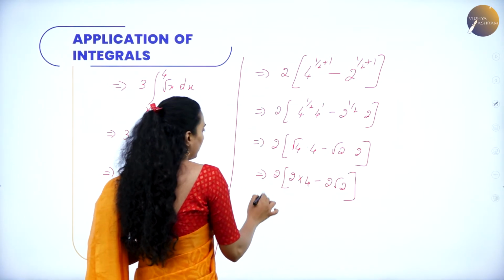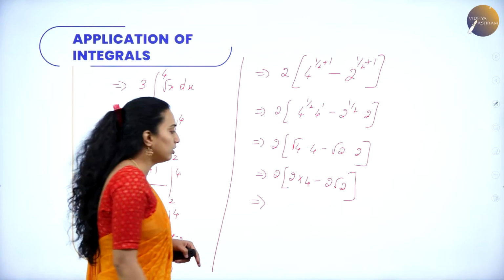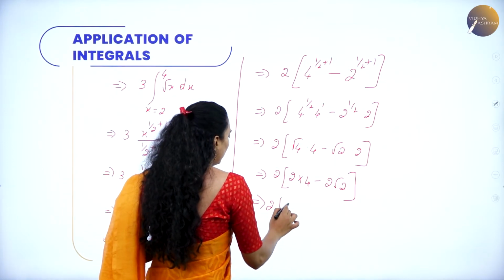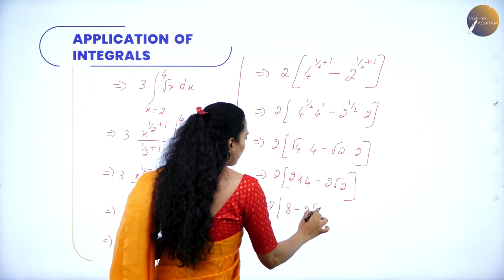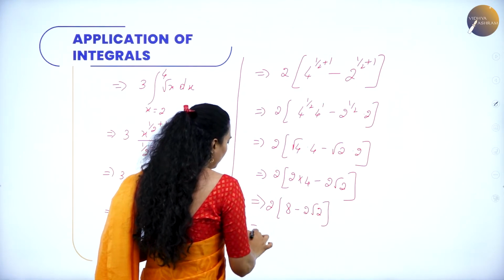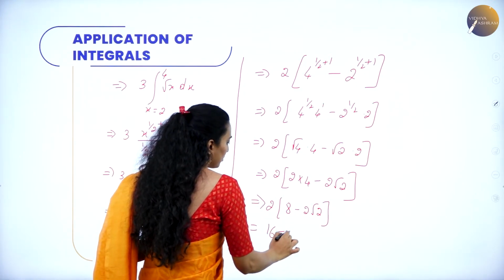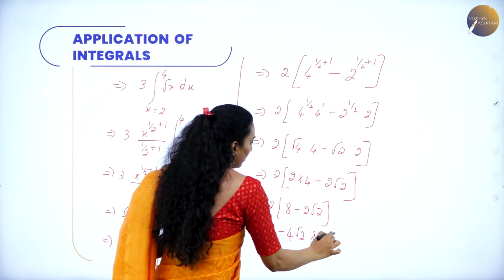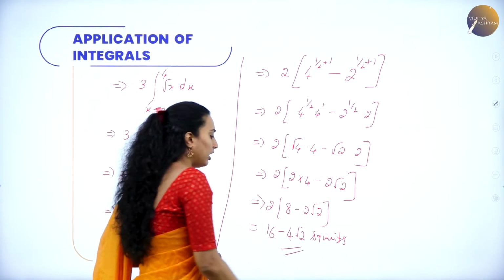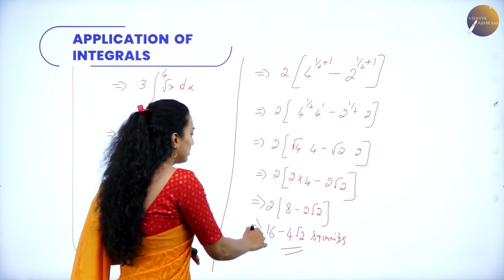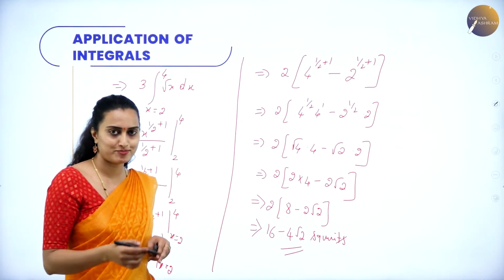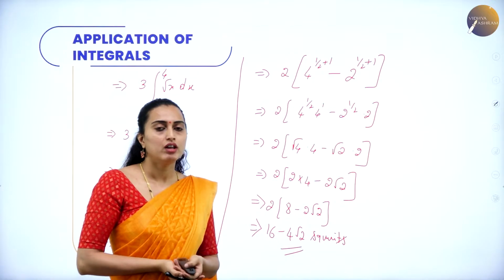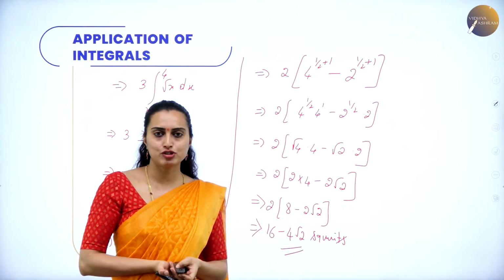Now if you want, you can multiply 2 inside. So you are having 2 into 8 minus 2 root 2. Otherwise you can have 8 2s are 16 minus 4 root 2 square units. Okay, and this is your final answer you are going to get for this question, dear students. I hope you understood this one. Now we'll be moving on to the next problem, dear.